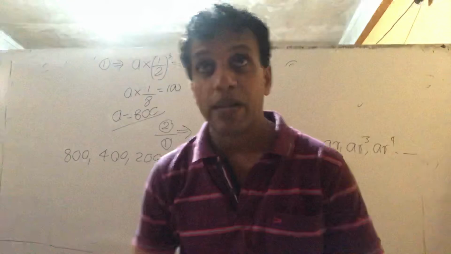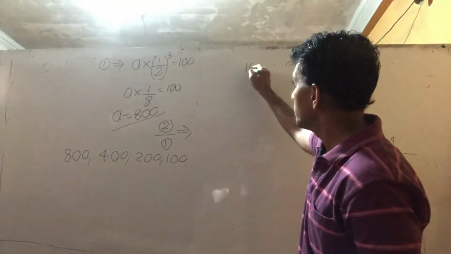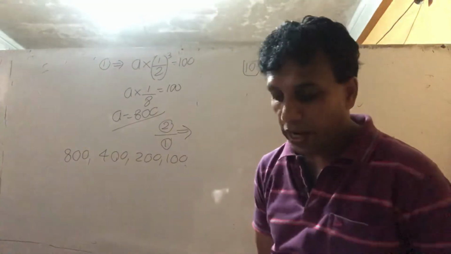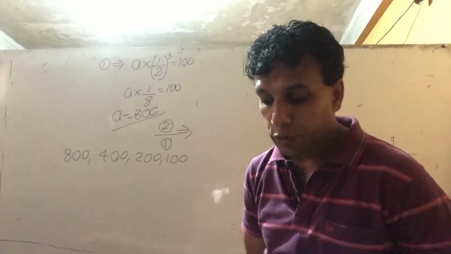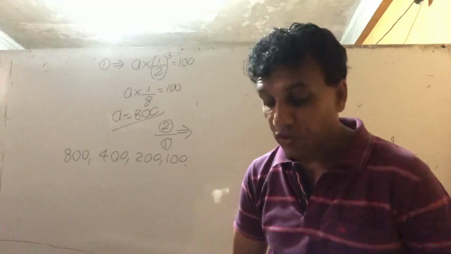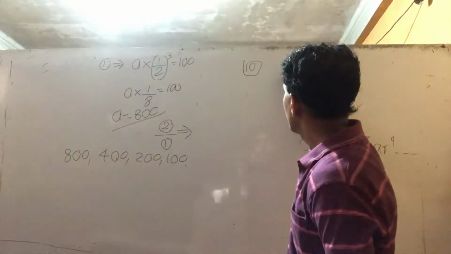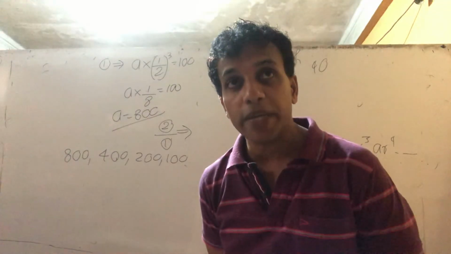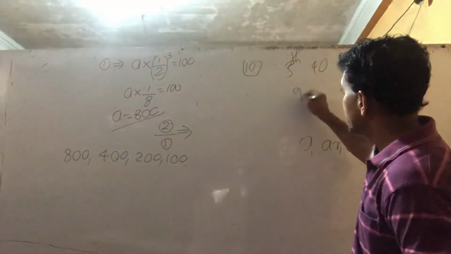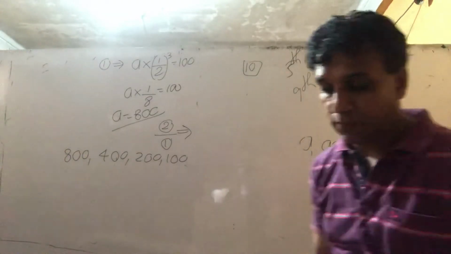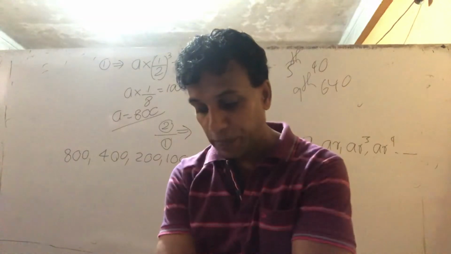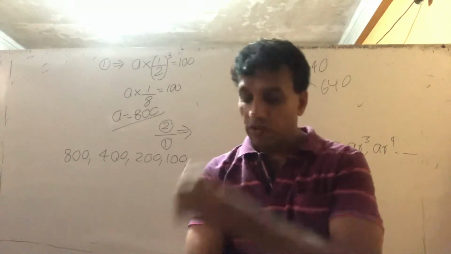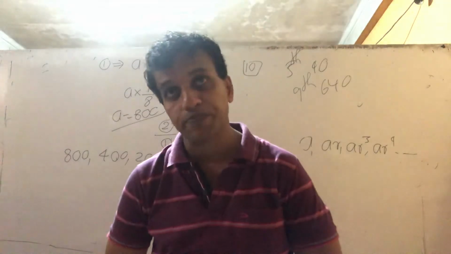Okay, write this question, number 10. Mind this video, problem number 10. Show that there are two GPs with 5th term as 40 and 9th term as 640, and write the first 5 terms of each progression.